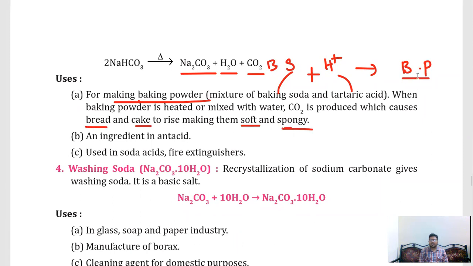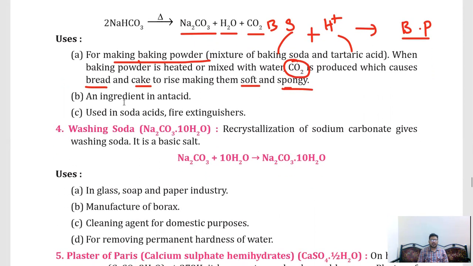Why? Because this will have some taste. At the same time, carbon dioxide gas is produced. That carbon dioxide gas will be trapped inside the bread cake so that it will be spongy and fluffy. In the textbook, you can find the equation regarding this one. Please try to read that.